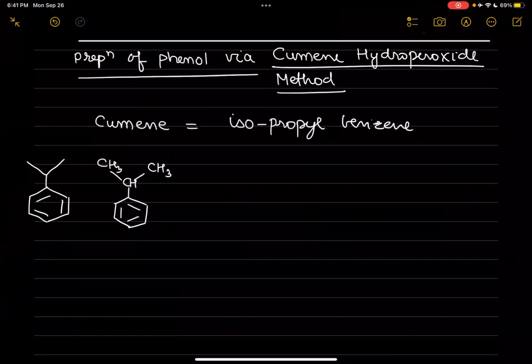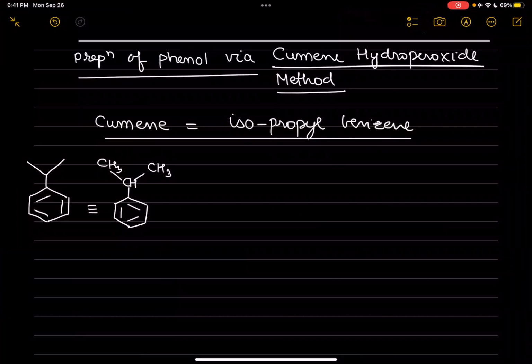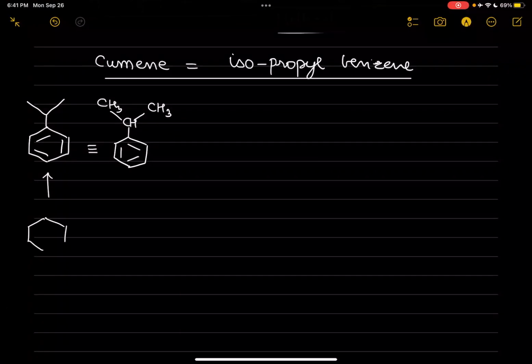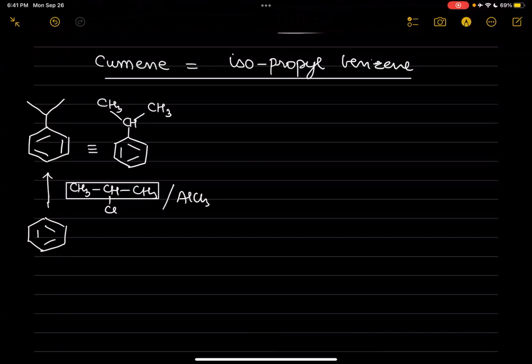So this is cumene, and cumene is a common name for isopropyl benzene. Both are the same structures but different ways of writing. Sometimes they give you benzene and isopropyl chloride, CH3 CH Cl CH3, and AlCl3. So the Cl is removed by AlCl3 and this isopropyl group comes and joins on the benzene ring, right?